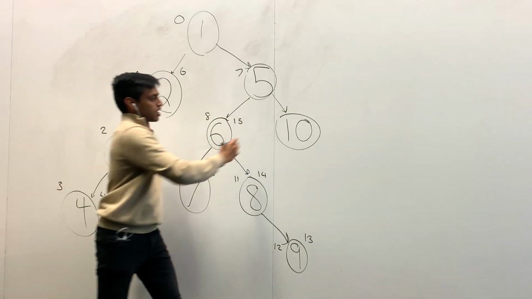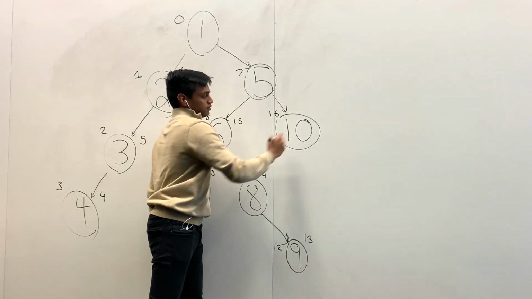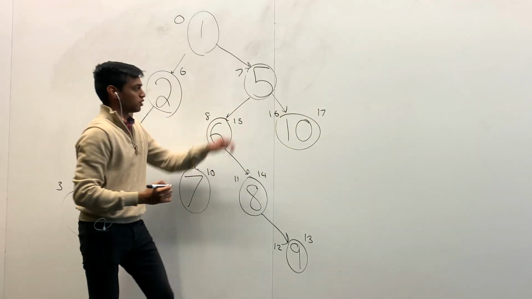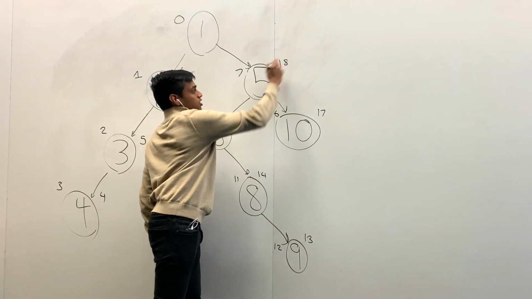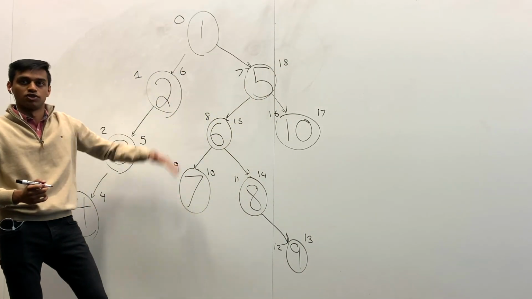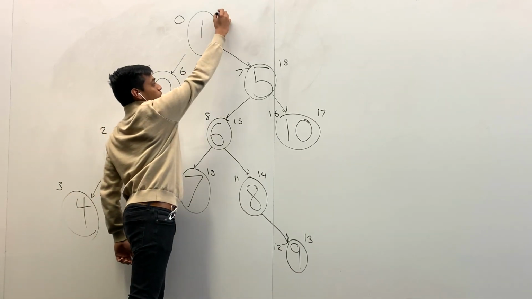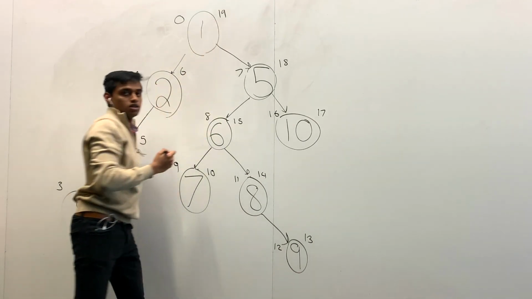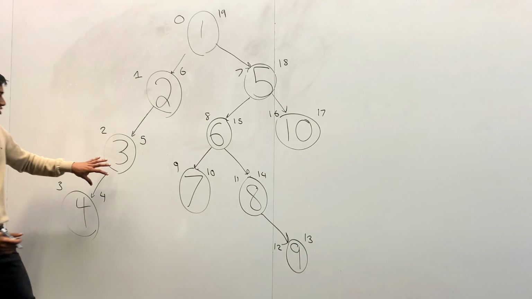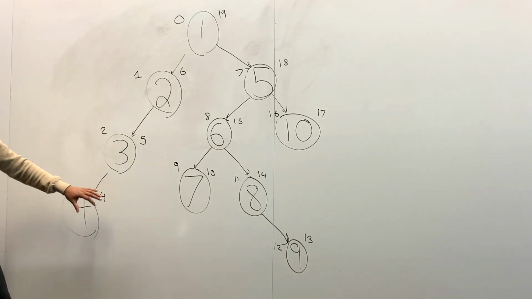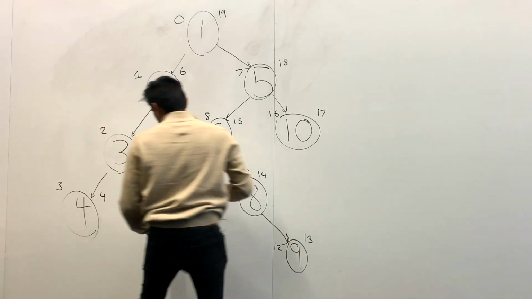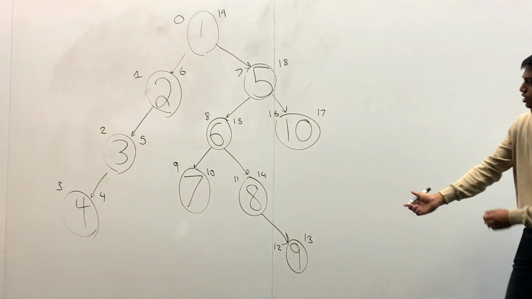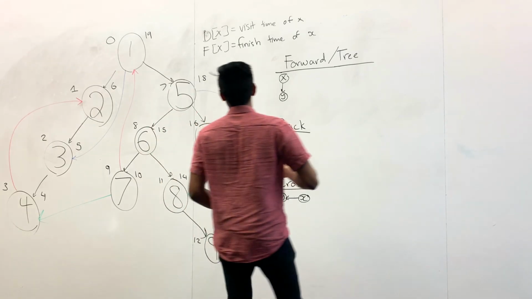And now we can visit 10 at time 16 and finish it at time 17. And now that we finished all of the out neighbors of 5, we can finish 5 at time 18. And at this point, we've seen every single node in the tree, so we finally finished the root node 1 at time 19. So now every node has a distinct visit time and a finish time. And using these two numbers for each node, we can try to classify each edge as a forward edge, back edge, or tree edge.